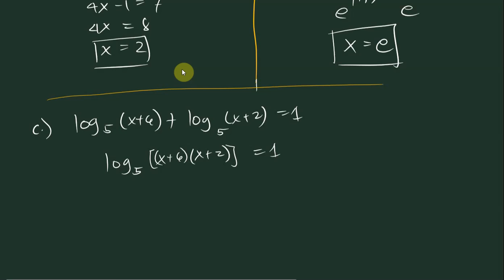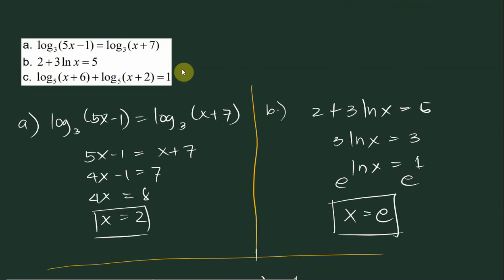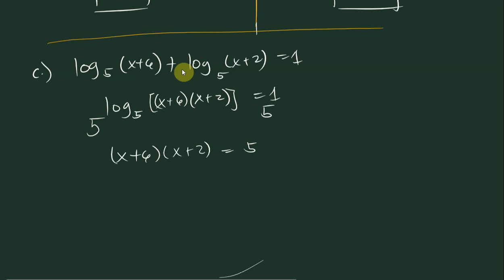Then what do we do? Just like what we did in the second problem, we use the inverse property. To use the inverse property, we treat the left hand side and the right hand side as exponents of 5, right? So that we can use the inverse property. So x plus 6 multiplied by x plus 2 is equal to 5 raised to 1, or that is equal to 5. Okay, so what do we do next?